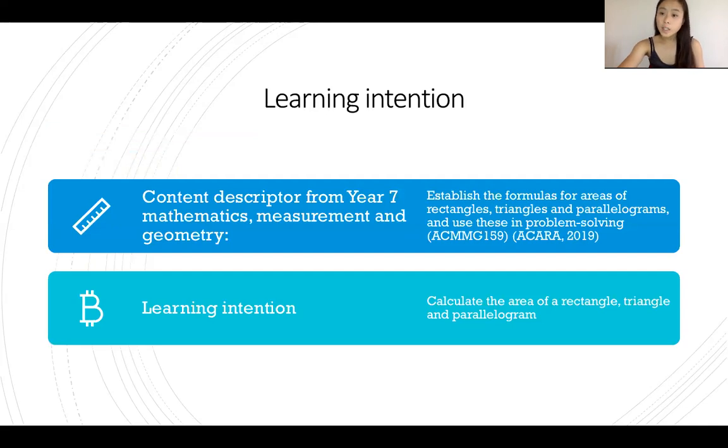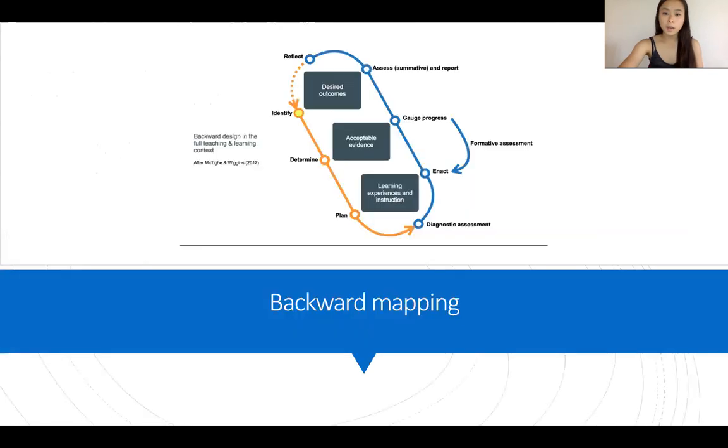The learning intentions that I used from Makara was to establish the formulas for areas of a rectangle, triangle, and parallelogram, and to use these in problem solving. My specific learning intention was to calculate the area of a rectangle, triangle, and parallelogram, and to use these in real life.